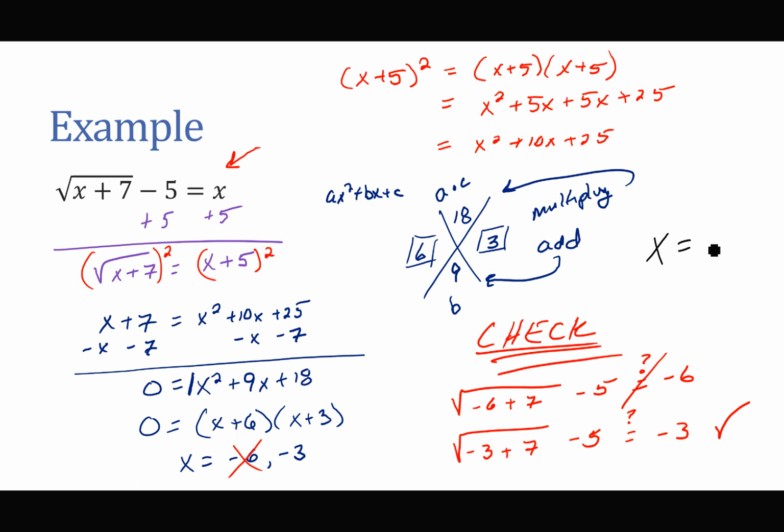So, final answer for this one, if it was on a test, I would want you to tell me the answer is -3, and that's it. That's the only one that will work. If you told me -6, -3, and moved on to the next problem, I'm taking points away, because -6 is not one, and we forgot to check.